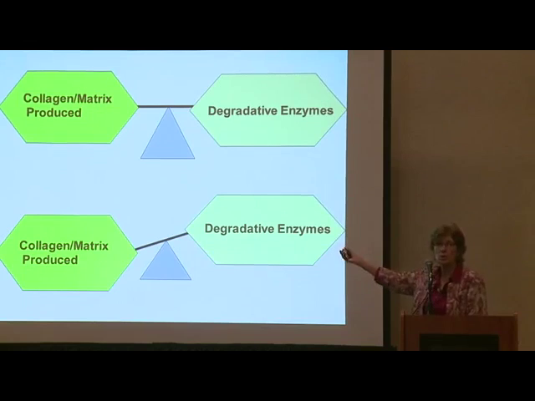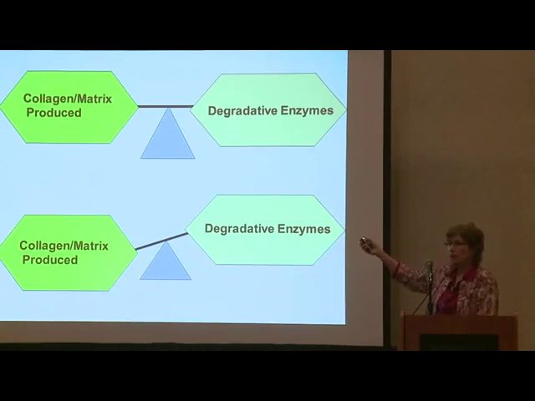So the consequence is this. Normally, you have collagen and matrix that's produced, and it's in balance with the normal degradative enzymes. It's normal to have degradative enzymes. If you didn't, you would just keep having so much matrix, and there are diseases where you don't have enough degradative enzymes, and it's not good. But with keratoconus, you have increased activity of these degradative enzymes, and therefore you have thinning of the matrix.